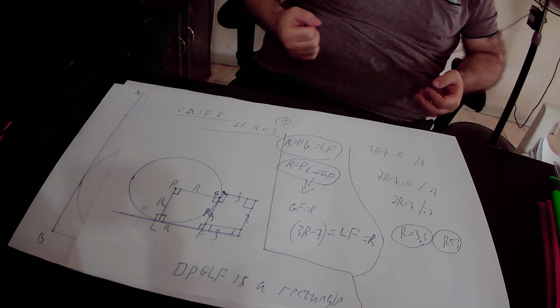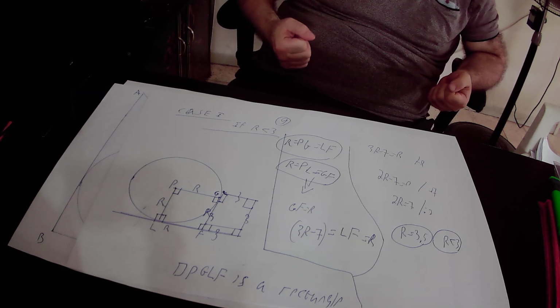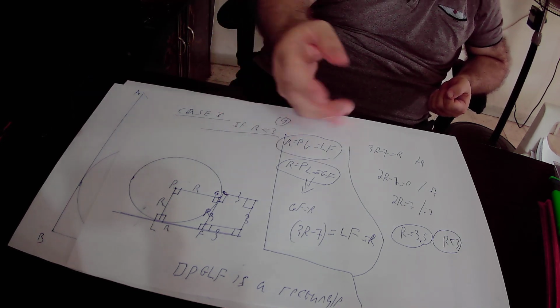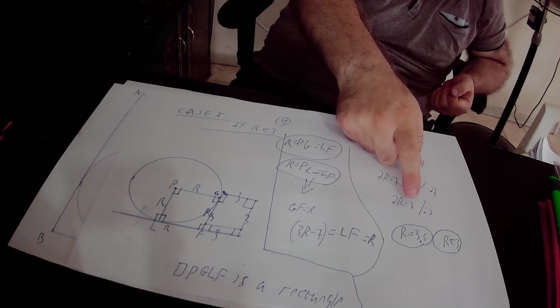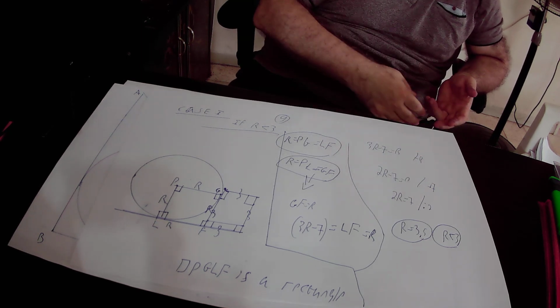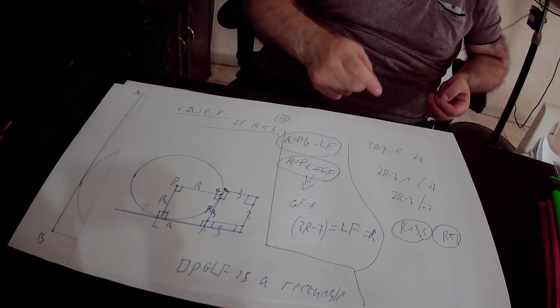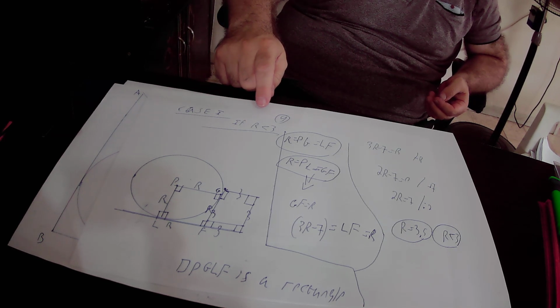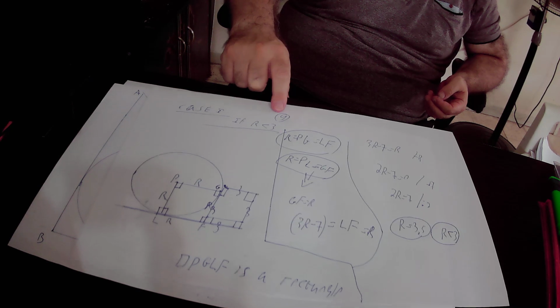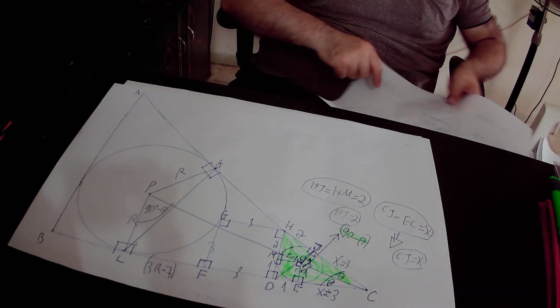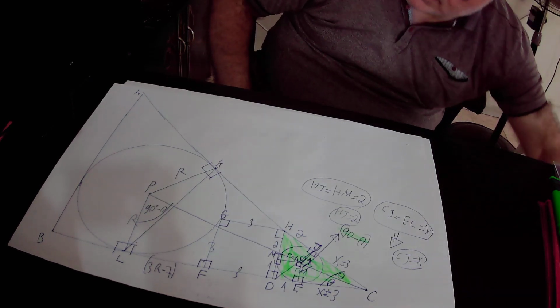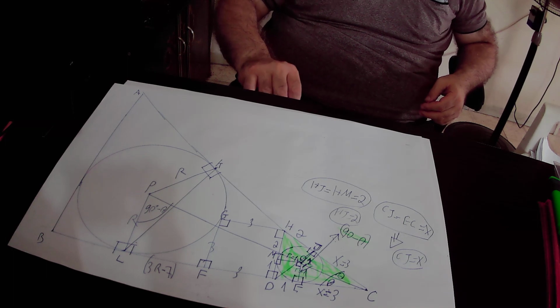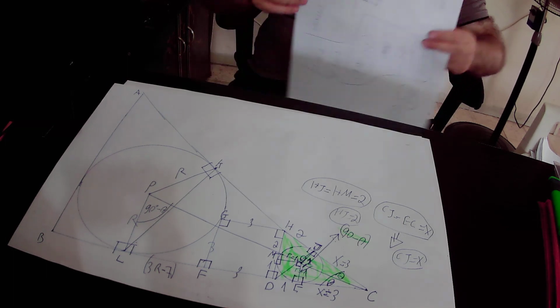According to our assumption, R is less than 3 units. But here we found out that R is equal to 3.5 units. So we have a contradiction. Due to the contradiction, we must conclude that R cannot be less than 3 units. Then we examine the second case, that R is exactly equal to 3 units.